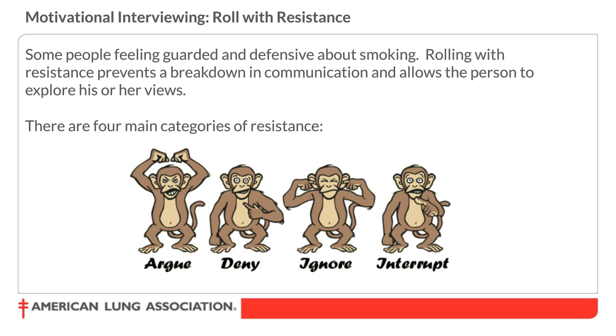The four main categories of resistance are arguing, denying or negating, ignoring, or interrupting. If the participant is arguing, the participant challenges the expertise or integrity of you as the facilitator. If the participant is denying or negating, the participant expresses an unwillingness to recognize a problem, to accept responsibility, to cooperate, or to take advice. If the participant is ignoring, the participant is paying little or no attention to you as the facilitator. And if the participant is interrupting, the participant frequently stops and disrupts you as the facilitator.